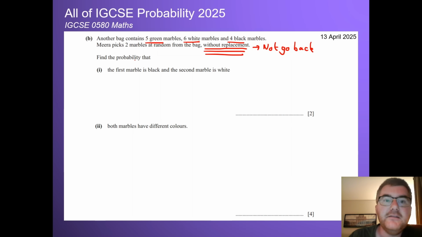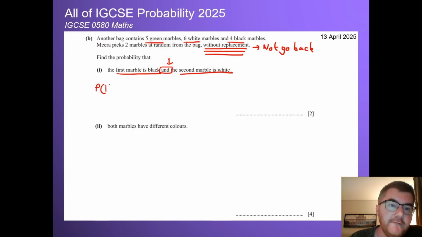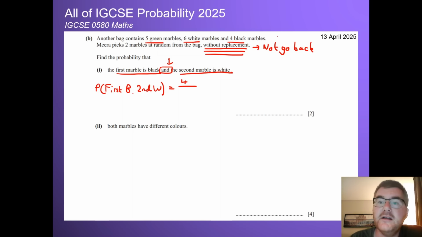So we want to find the probability that the first marble is black and, again the key word here, I'm going to put a little box around it, the second marble is white. So we want the probability of first black and then second white. The probability the first marble is black: we have 4 black marbles out of how many in total? Let's double check, 5 plus 6 plus 4. So we have 15 in total. So 4 out of 15.